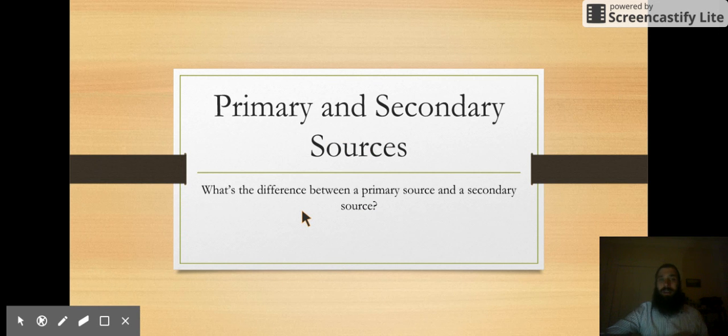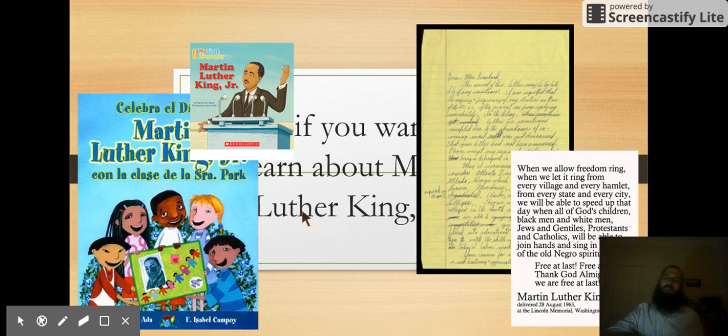We need to learn about the 2 main types of sources that we can look at, and those are primary and secondary sources. Remember when we talked about the sources that we can use to study Martin Luther King Jr.? Well, these are actually 2 different types of sources. These are books written about him, and these are materials written by him himself. So these were written by other people after he died. These are documents that Martin Luther King actually wrote himself, and they were actually there while he was alive.